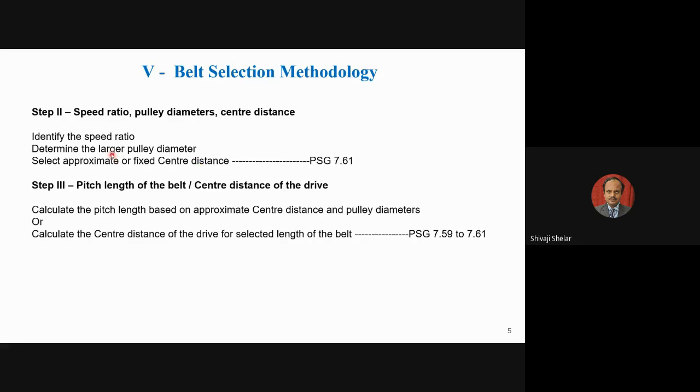So for the larger pulley diameter, either you can select these two ratios and then you can select the center distance. If there is a problem of fixed center distance, then you have to select the larger pulley diameter based on the fixed center distance. So they are interrelated. That I will show on page number 7.61. So this data is available. So how the pulley speed ratio and pulley diameters are connected, you can see there.